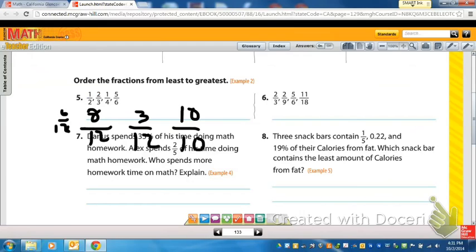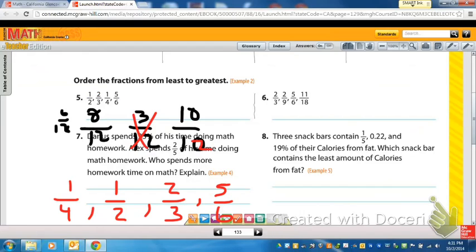So from least to greatest, the smallest one would be 3/12, which in its original form would be 1/4. The next smallest one would be 6/12, which was a half to begin with. Then 8/12, which was 2/3, followed by, this should be 10/12, which was 5/6. So that is your answer for number 5.